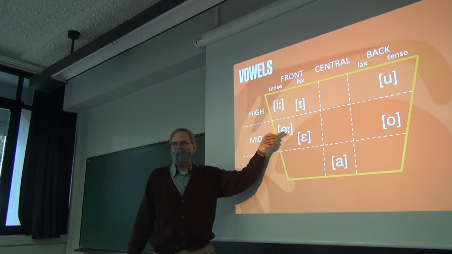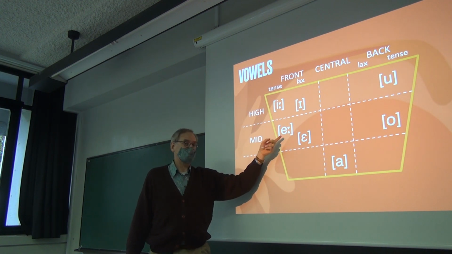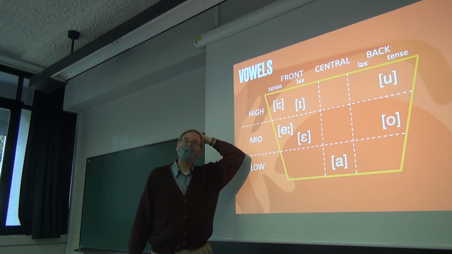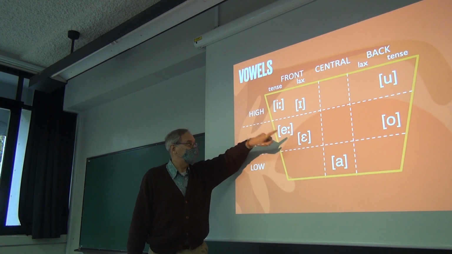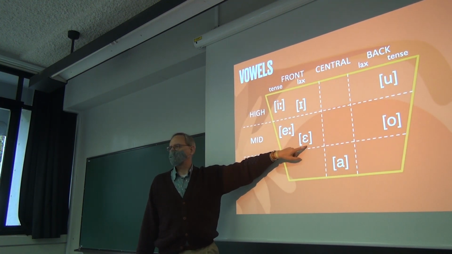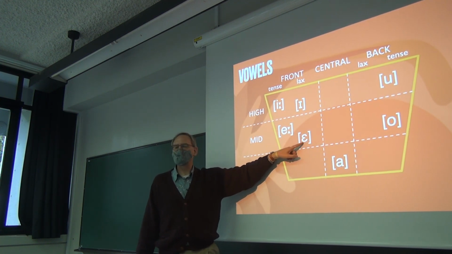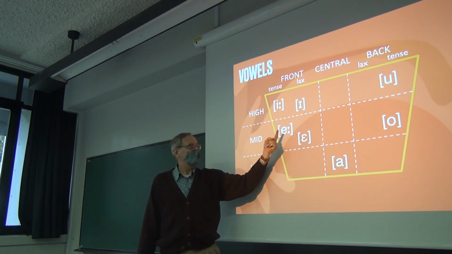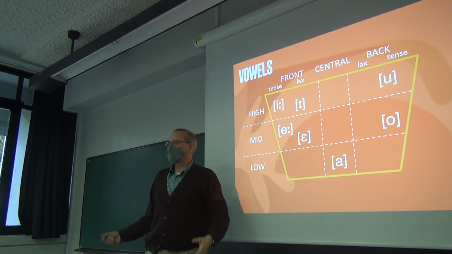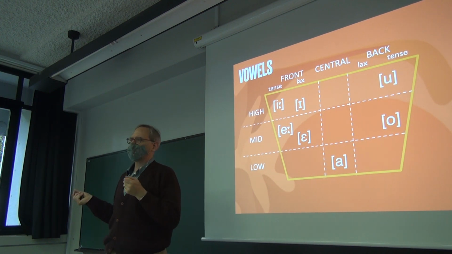So this is A, let's use a pair, like, safe, like that, late, let. Late, right? If I'm late for class, let. Right? Please let me be late. A, E. Lax vowels are always short. Tense vowels are lengthened.